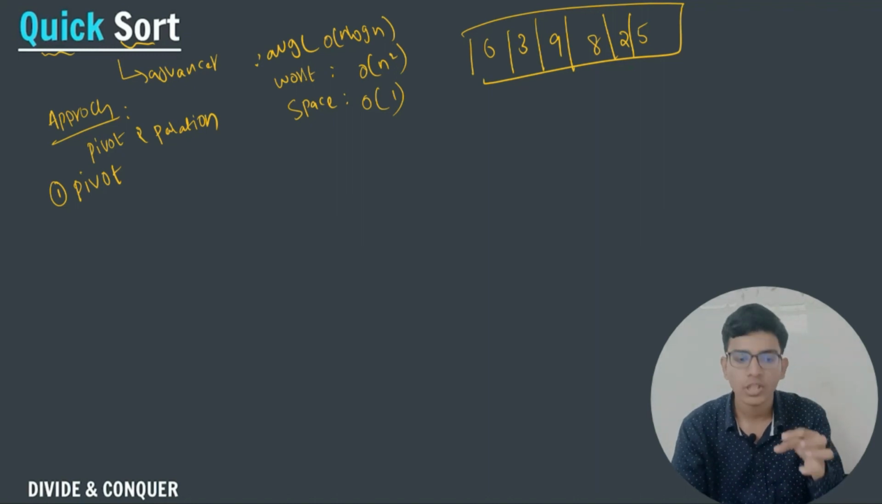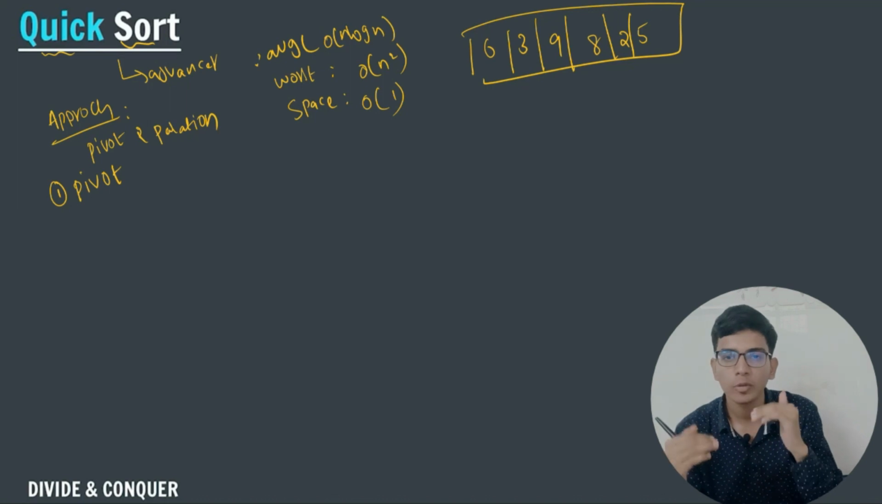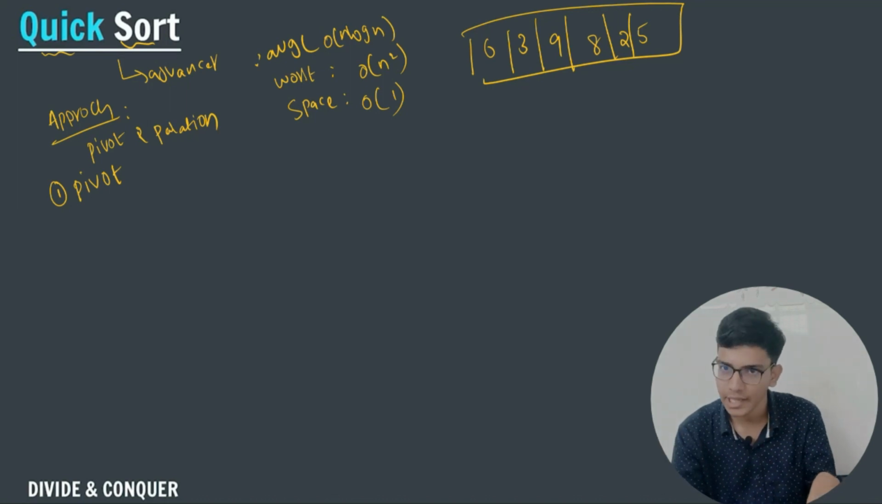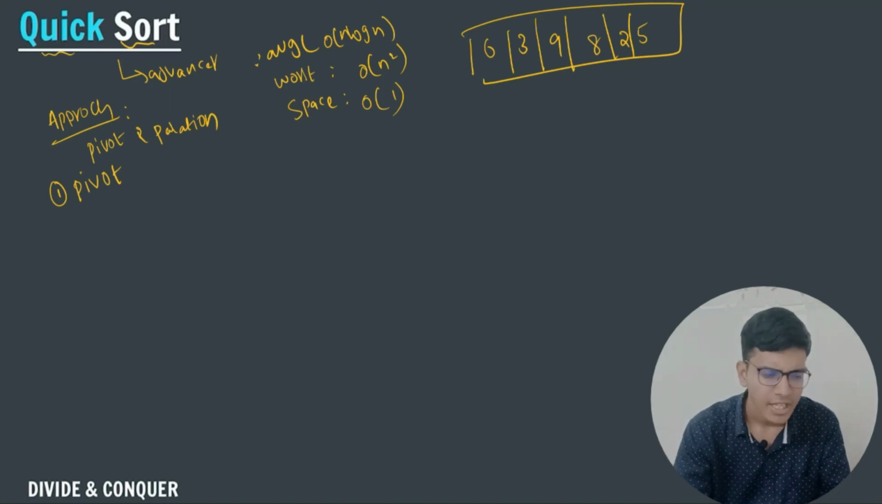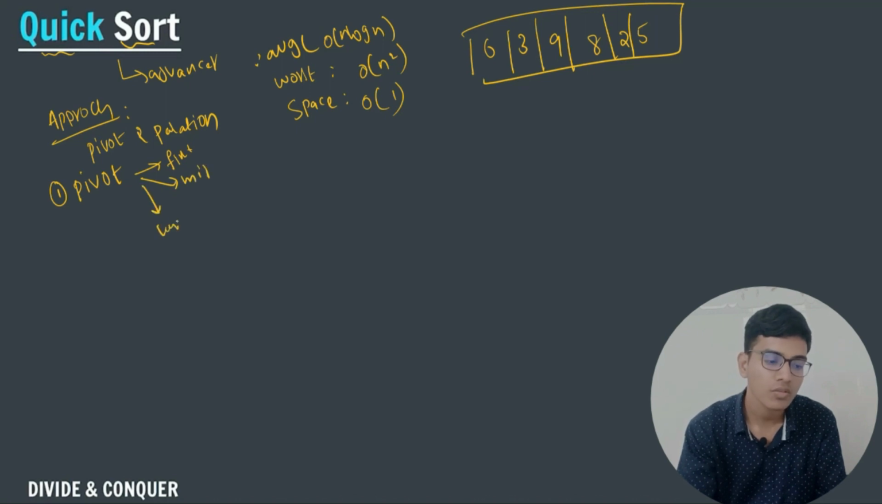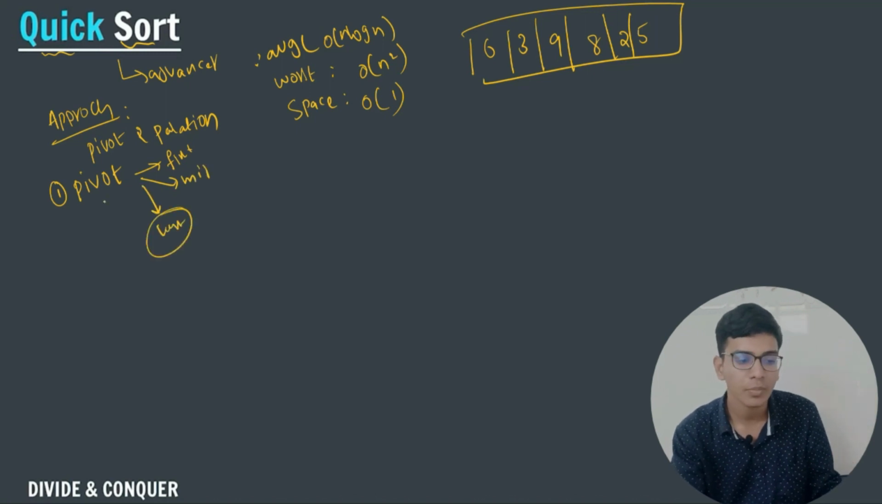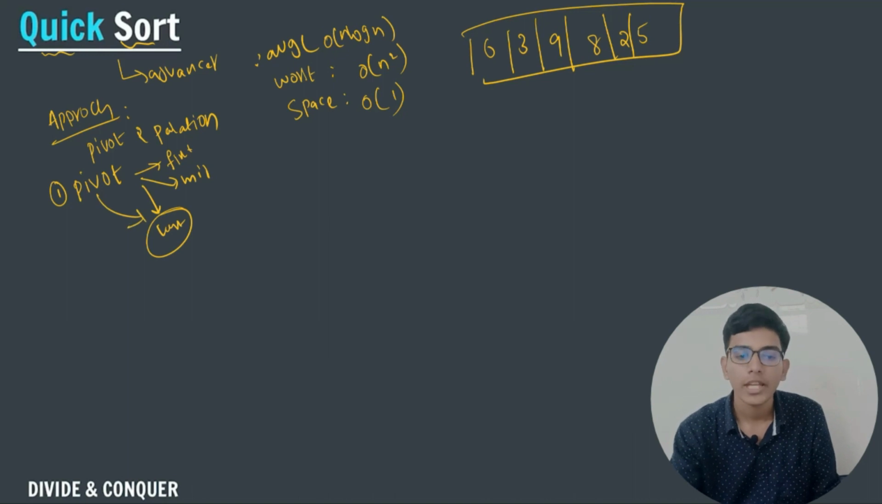Based on the comparison, we will change the positions of the given elements in the array, right? Usually in most cases we can take the pivot as the first element, the mid element, or the last element. In most scenarios we'll take our pivot as the last element only. So here I will take my pivot as 5. So this will become my pivot.